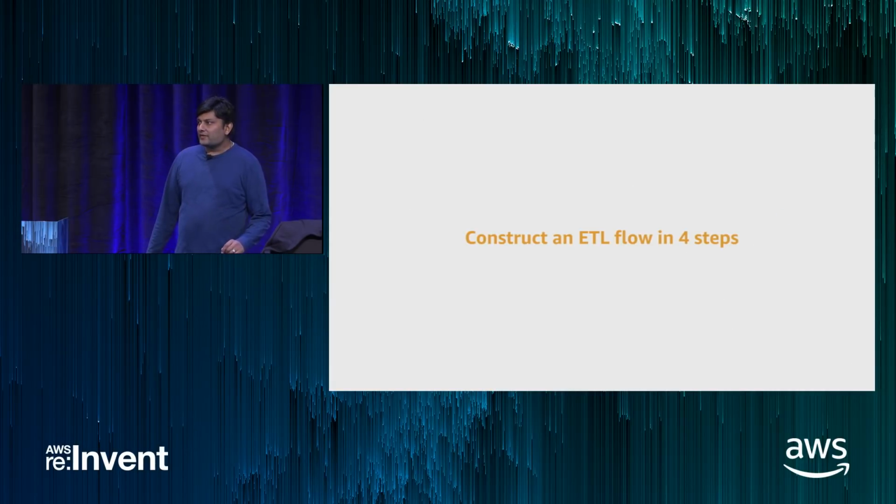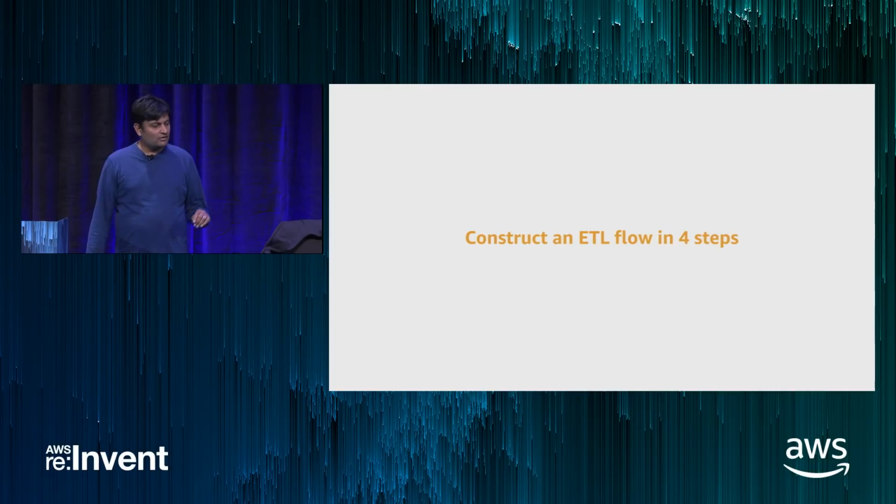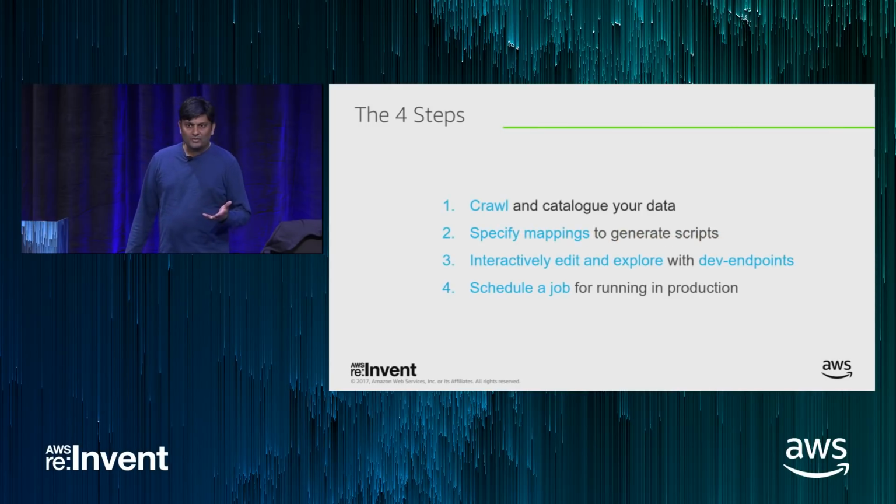All right, so now given these components, I'm going to show you how you can construct an ETL flow in 4 easy steps. The first step is to simply point the crawlers and data catalog to your data, and the crawlers will automatically figure things out for you. I'll give you an example of that shortly.